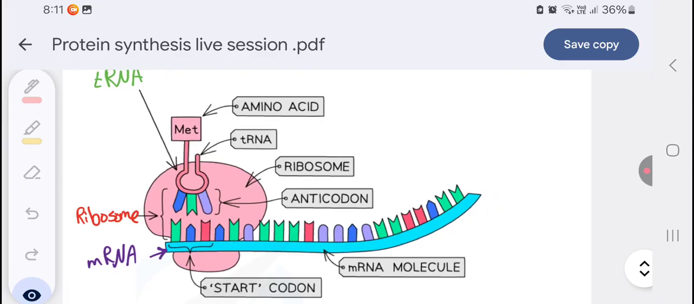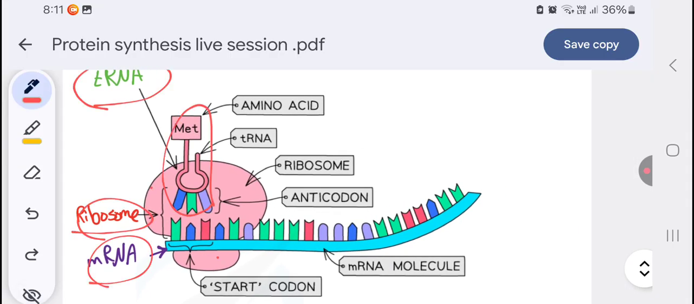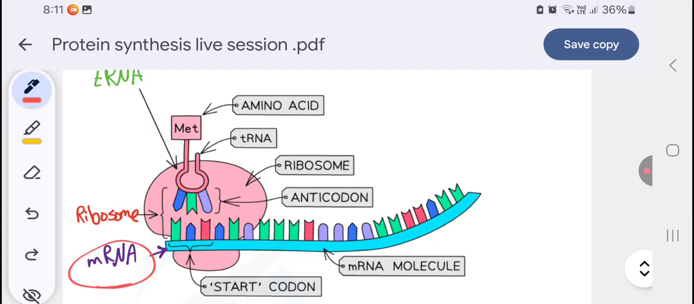All right, let's start. Let's start with the messenger RNA. The messenger RNA strand passes through the ribosome, between the large unit and the small unit. Or the ribosome moves along the strand. The ribosome moves along the strand of messenger RNA. These are the two players that we know, the ribosome and the messenger RNA.